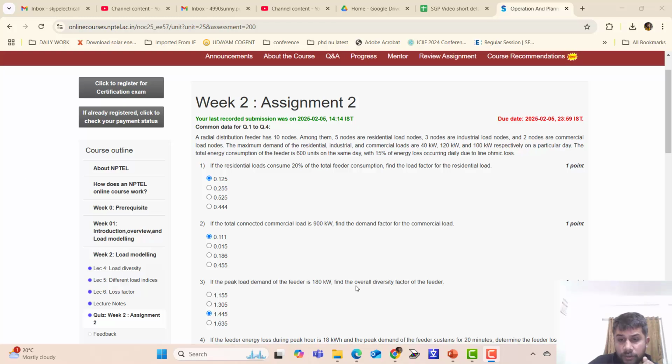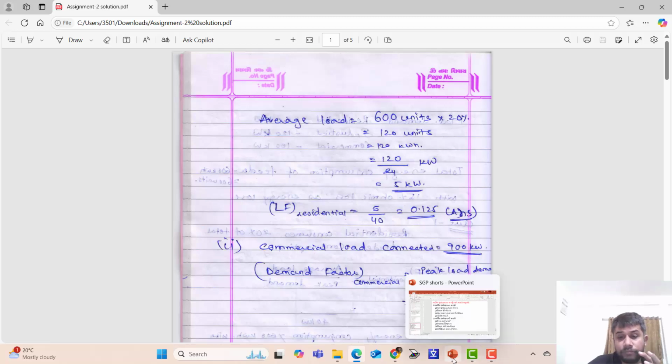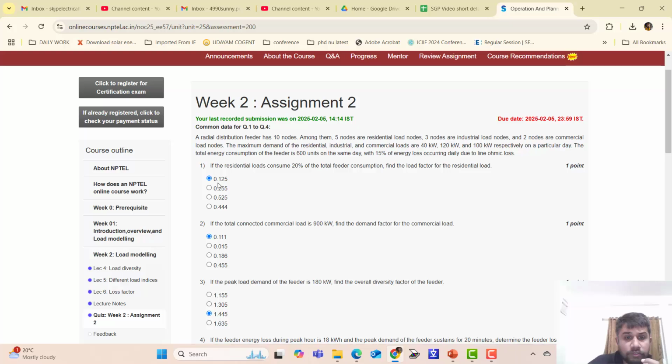The solution is like this: the total is 600 units, and 20% consumption for the residential is 120 units, that is 120 kilowatt hour, divided by 24 will give us the average load in kilowatt. So 5 kilowatt is the average load. Now, the load factor for the residential is the average load upon maximum demand. The average load is 5 and the maximum demand is 40, so 0.125 is the answer. So option 1, 0.125, is the answer.